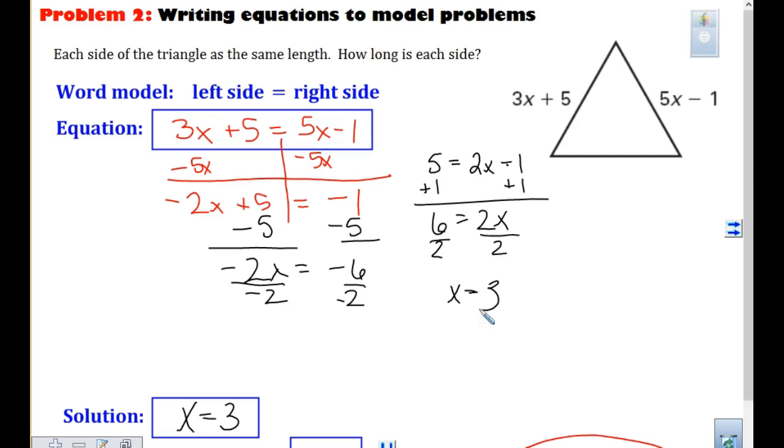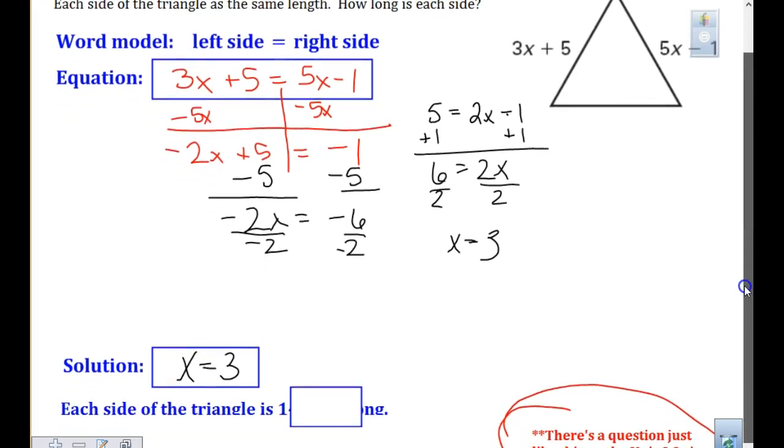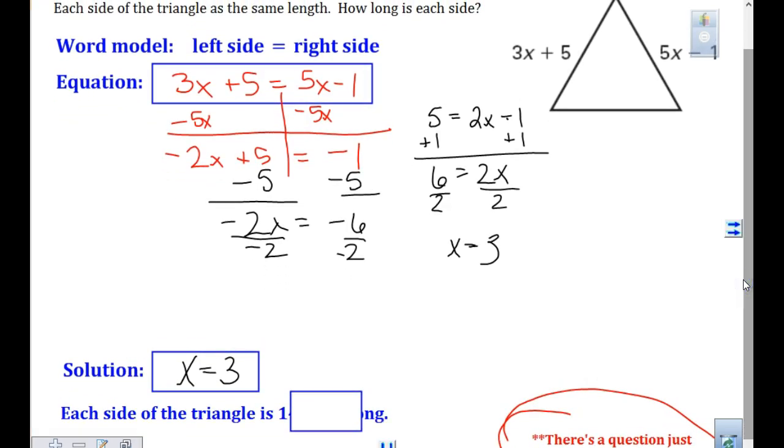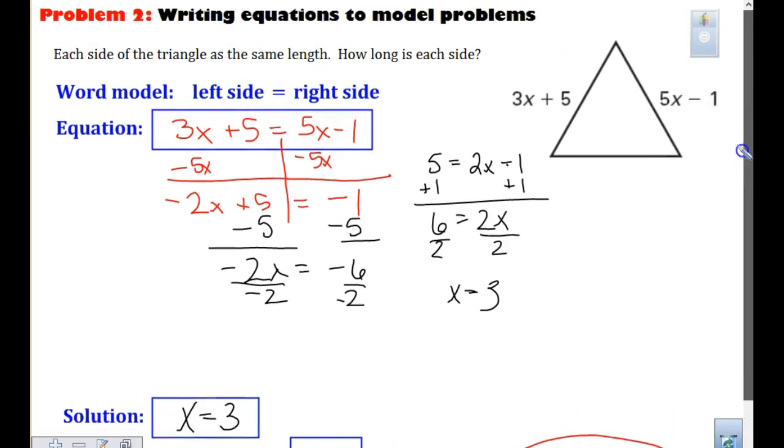So the question is, how long is each side? No, it's not 3. X is 3. What's the length of the side? Where are the sides at? Aiden, when you told us at the beginning. 3x plus 5. Oh, 3x plus 5, and these are the side lengths, right?